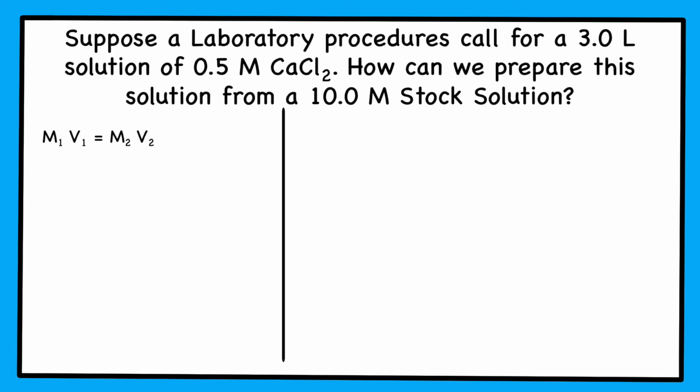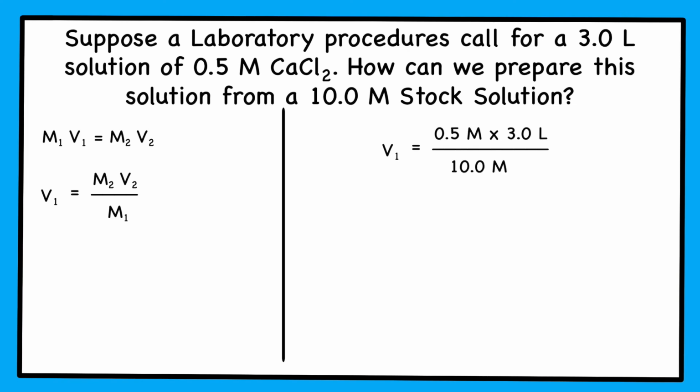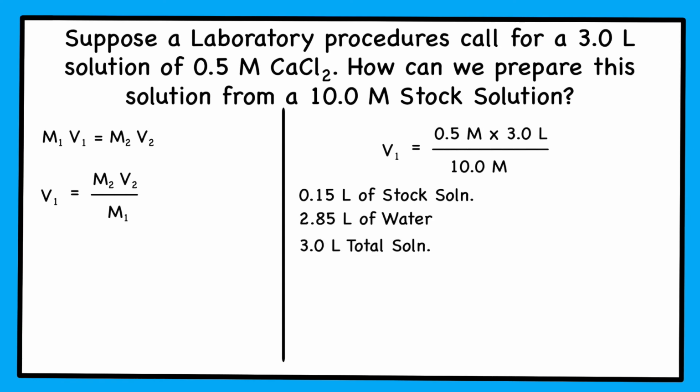So we need to rearrange the equation so that the initial volume is isolated. This gives us V1 equals M2 times V2 over M1. Now we just plug in our numbers for each value, so we get 0.5 molar times 3 liters over 10.0 molar. Once we multiply and divide out, we get that we are going to need 0.15 liters of stock solution. Just for your information, the rest of the solution is made up of water and mixed together.